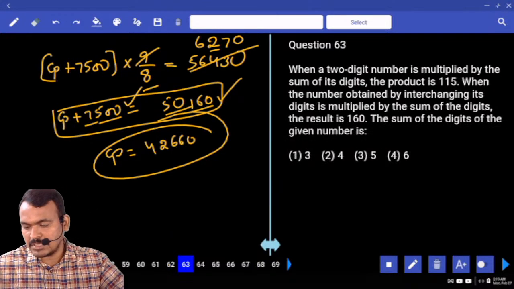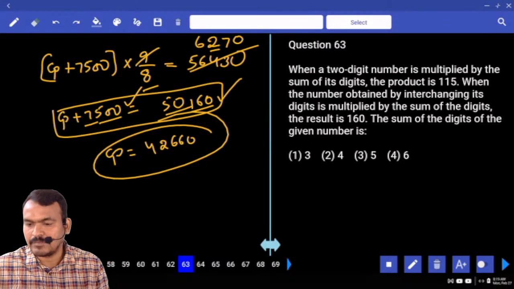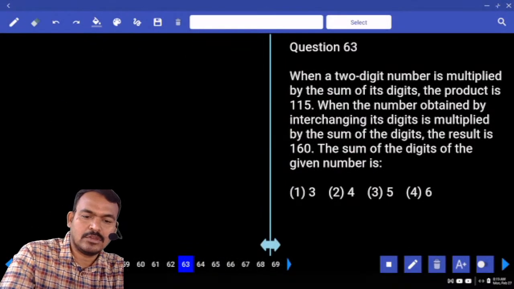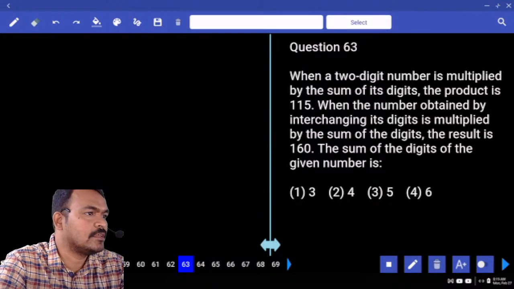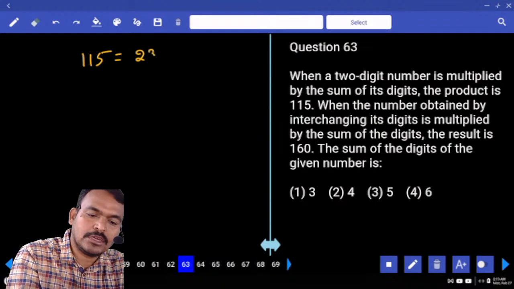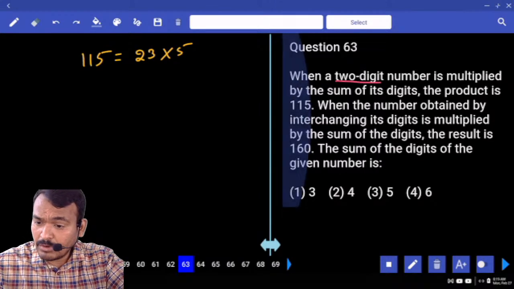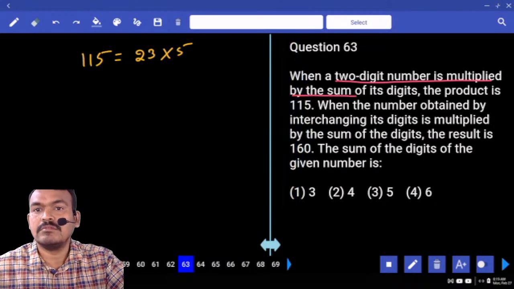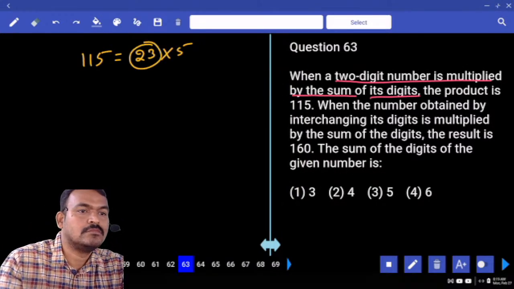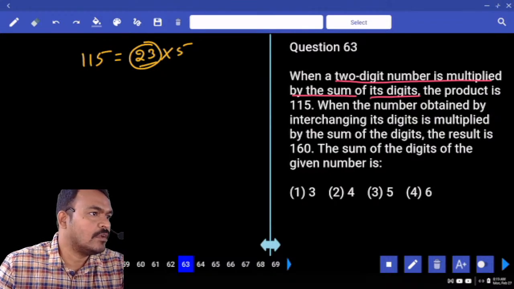Next, question number 63. A 2-digit number is multiplied by the sum of its digits, and the product is 115. 115 is divisible by 5. 115 is equal to 23 into 5. The 2-digit number is 23, and the sum of the digits is 5.